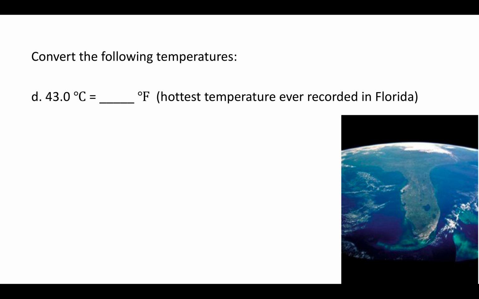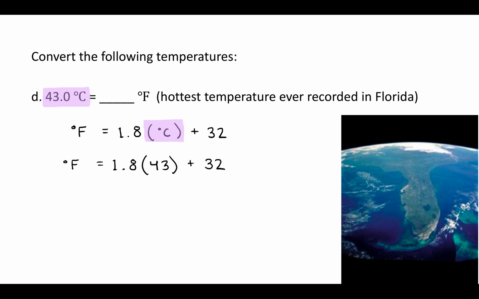Alright, 43.0 degrees Celsius. What is that in Fahrenheit? This is the hottest temperature that has ever been recorded in Florida. Now to go between degrees Celsius and degrees Fahrenheit, you use this first equation. Degrees Fahrenheit equals 1.8 times the degrees Celsius plus 32. We have the degrees Celsius. So I'm going to plug 43 in for the degrees Celsius. So our equation now is degrees Fahrenheit equals 1.8 times 43 plus 32.